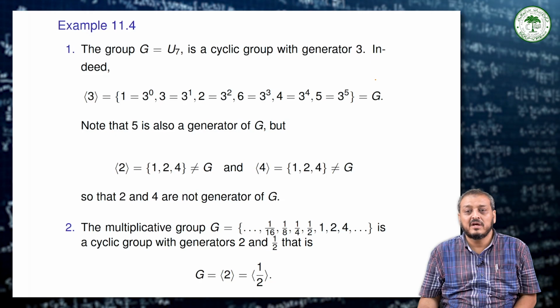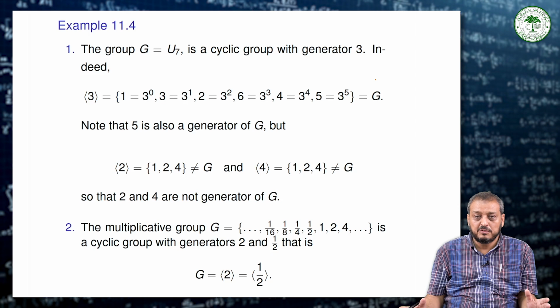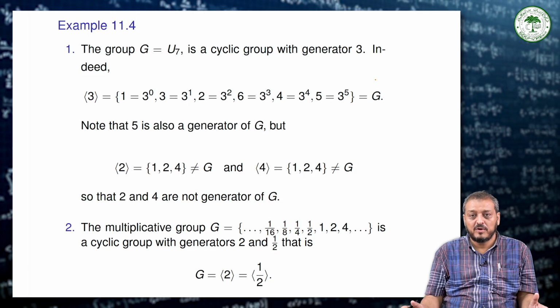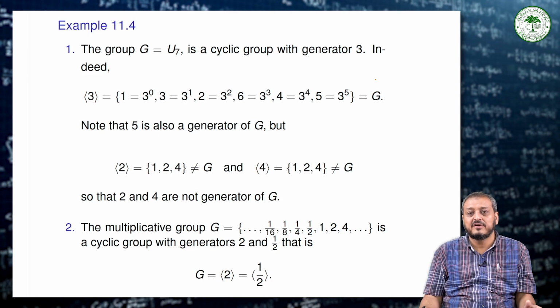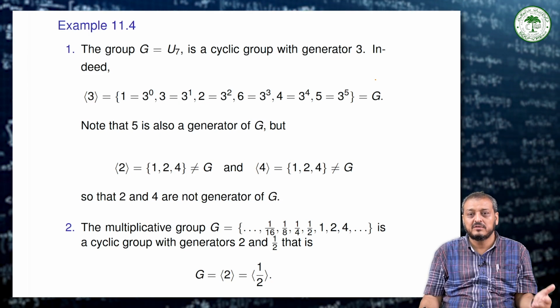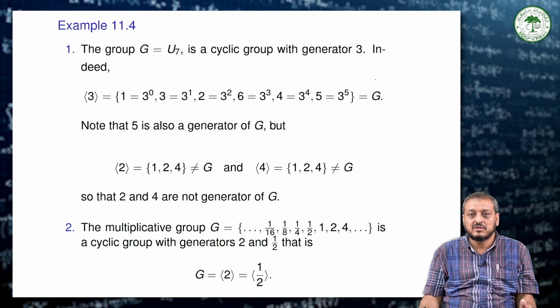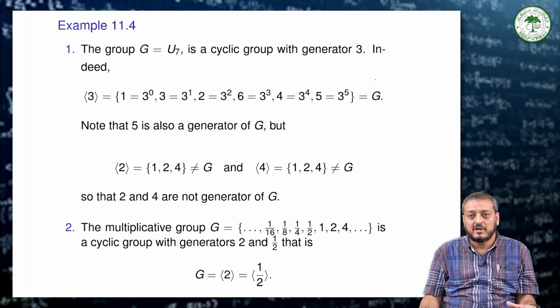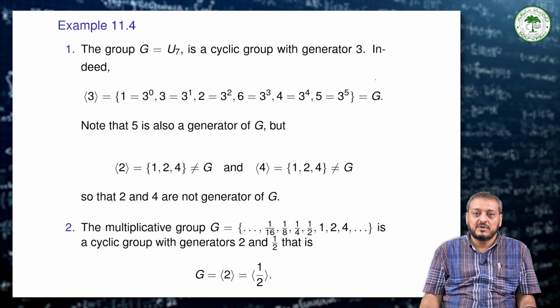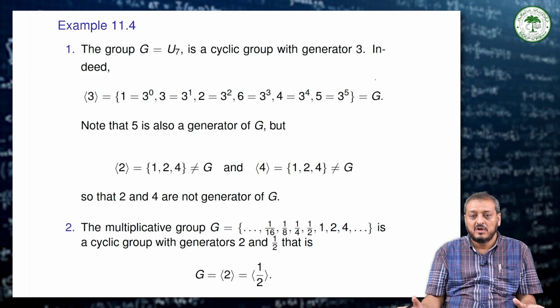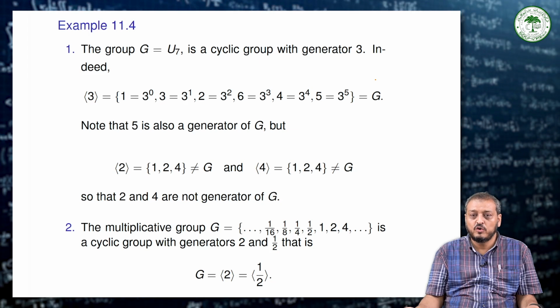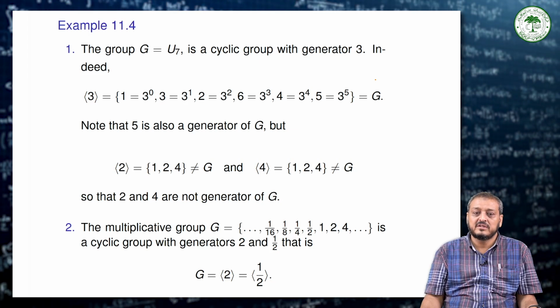Students, in the last class we solved some problems on subgroups, and then we started the definition of a cyclic group and solved some examples of cyclic groups. We stopped last class with the example that the group U7 is a cyclic group with the generator 3.